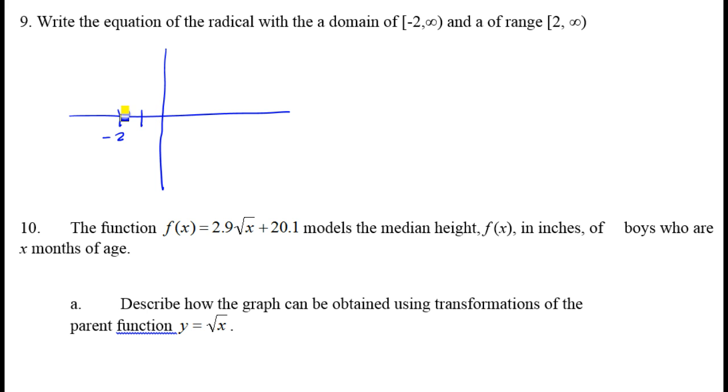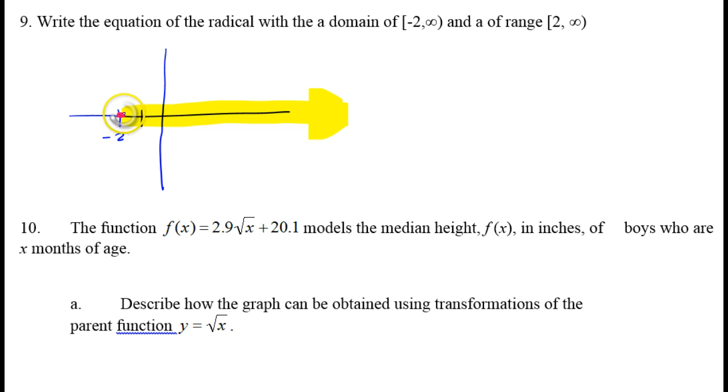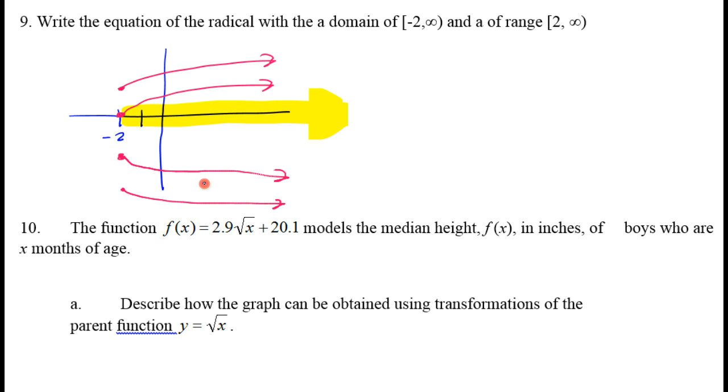So the domain of this graph, I need a function that starts at -2 and goes in this direction, like that. So picture that for a minute. I could have a graph that started here at -2 and goes like that, or it could be higher and go like that, or it could be lower, and it could even go downward. All of these graphs have a domain that goes from -2 to infinity. So as far as that goes, I just need a graph that starts at -2 and goes to the right.